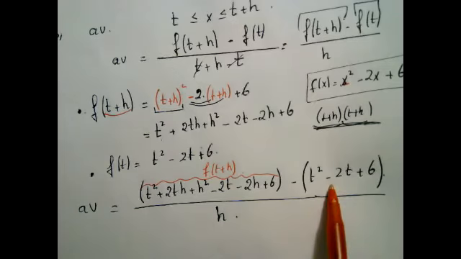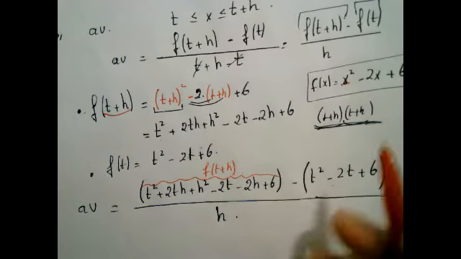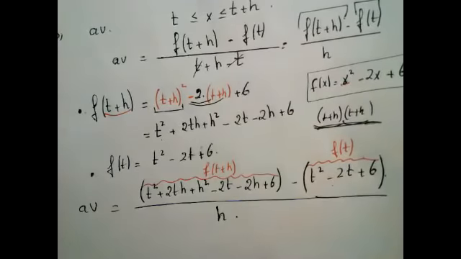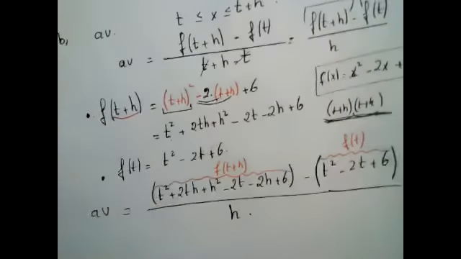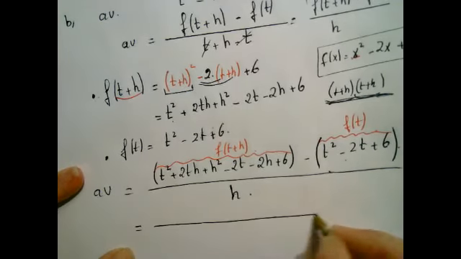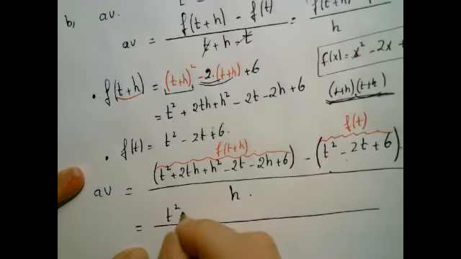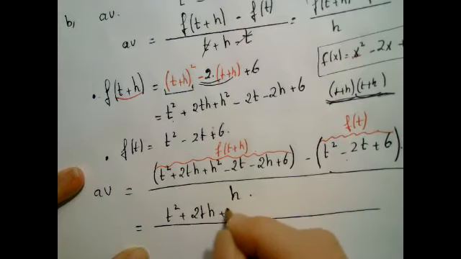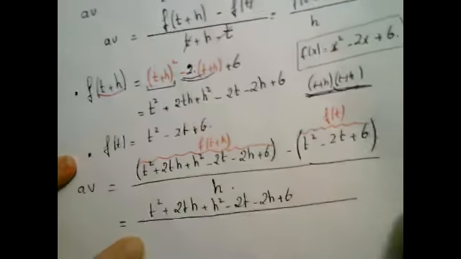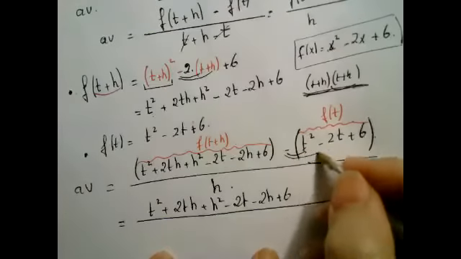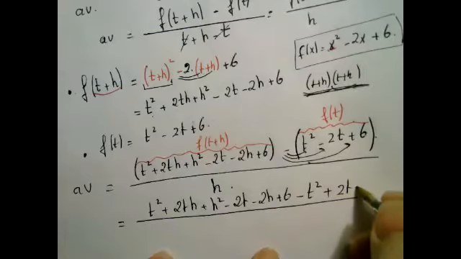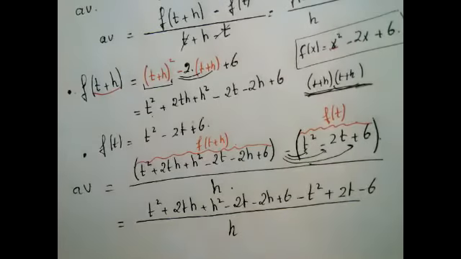If I don't put parentheses, I'll get my problem wrong because I will forget to distribute. And this is my f of t. So missing parentheses will be absolutely, absolutely problematic. So now we're done with that. So finally, now I'm going to distribute my minus, and I will be done. Plus 6. Now I distribute. If I forget my parentheses, I will not distribute correctly. Minus t squared plus 2t minus 6 over h.